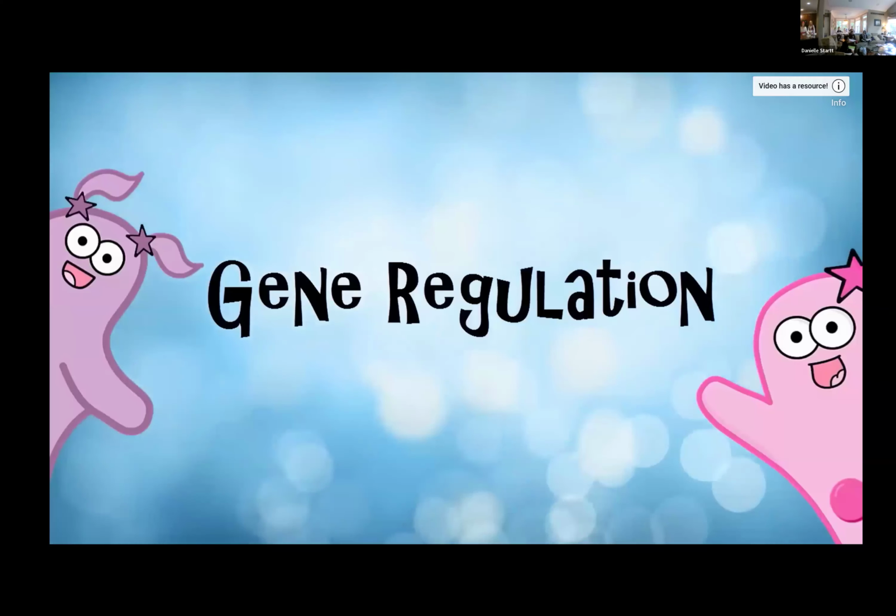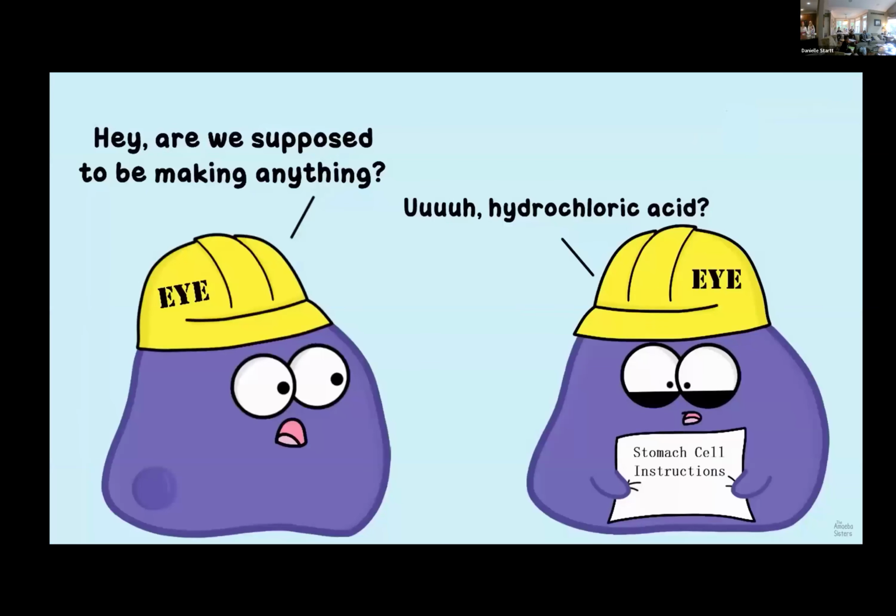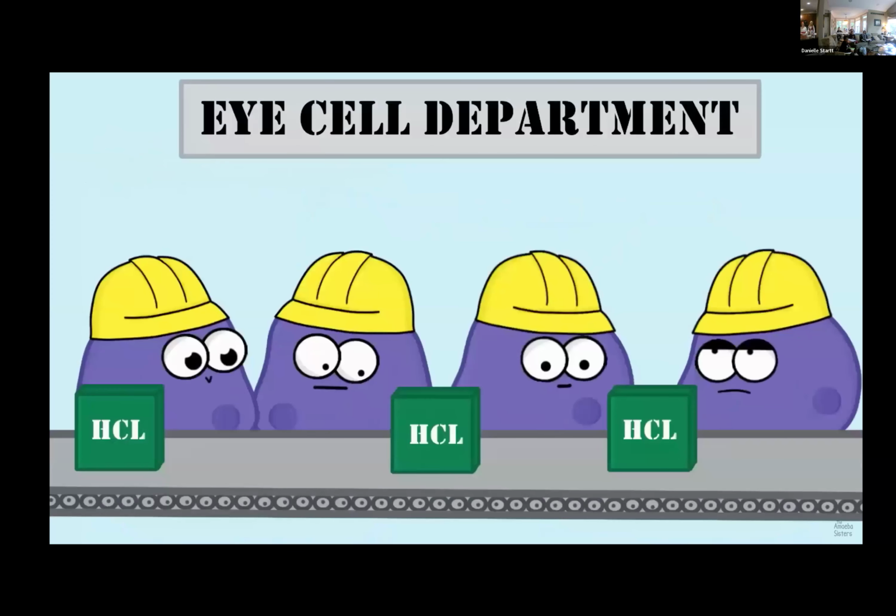Have you ever thought about what a disaster it would be if the cells in your eyes started producing the same hydrochloric acid that is made by your stomach cells? Your stomach cells produce hydrochloric acid to help break down food, but you definitely don't want that in your eyes. No. Thank goodness that doesn't happen.